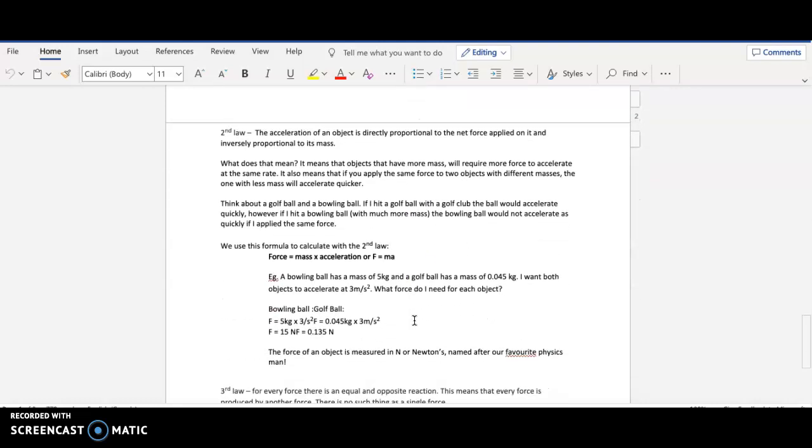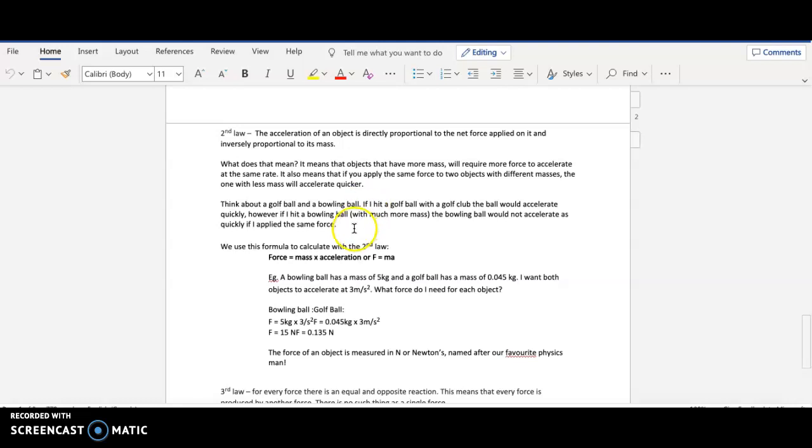So let's look at Newton's second law. Newton's second law is the acceleration of an object is directly proportional to the net force applied on it and inversely proportional to its mass. So what does that mean? That's very wordy, very confusing. It basically means that objects that have more mass will require more force to accelerate at the same rate. So it also means that if you apply the same force to two objects with different masses, the one with less mass will accelerate quicker.